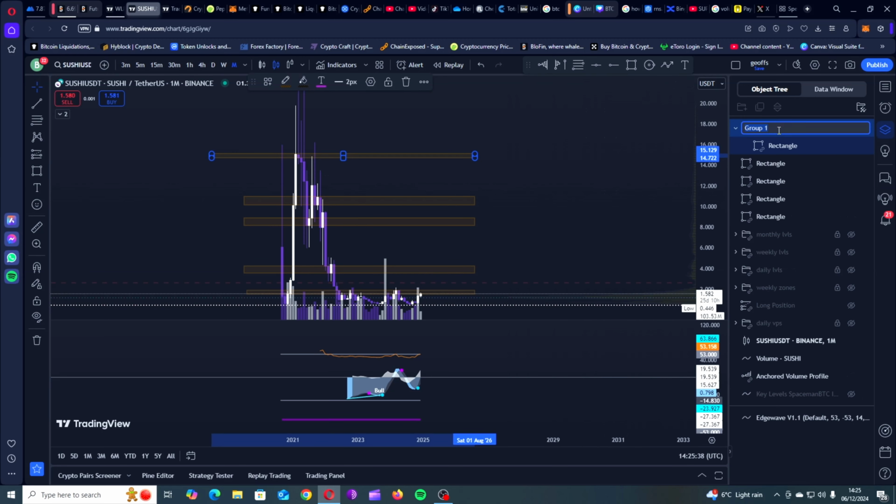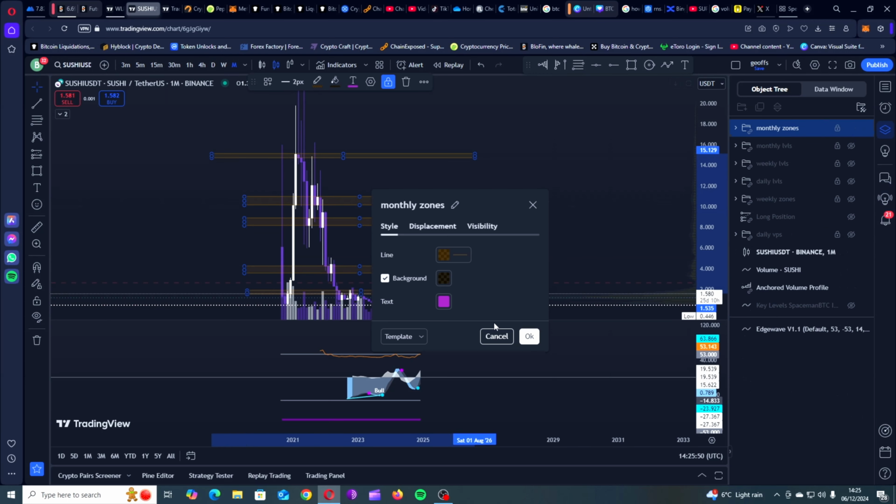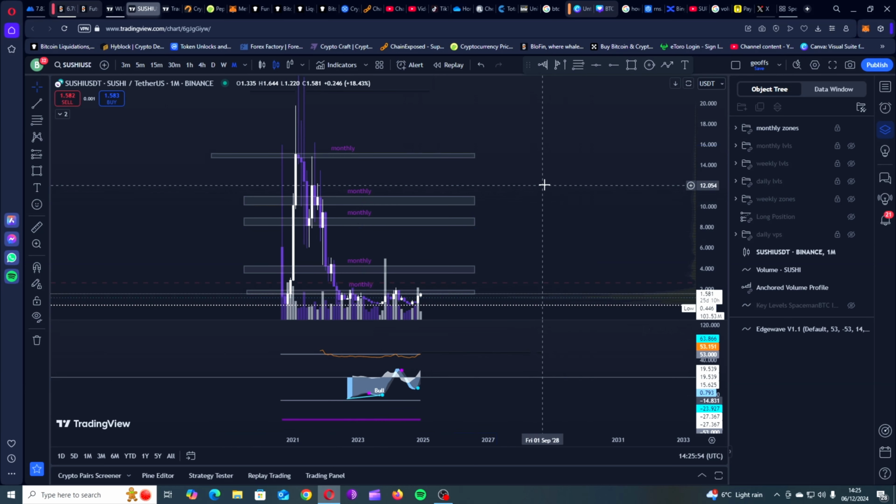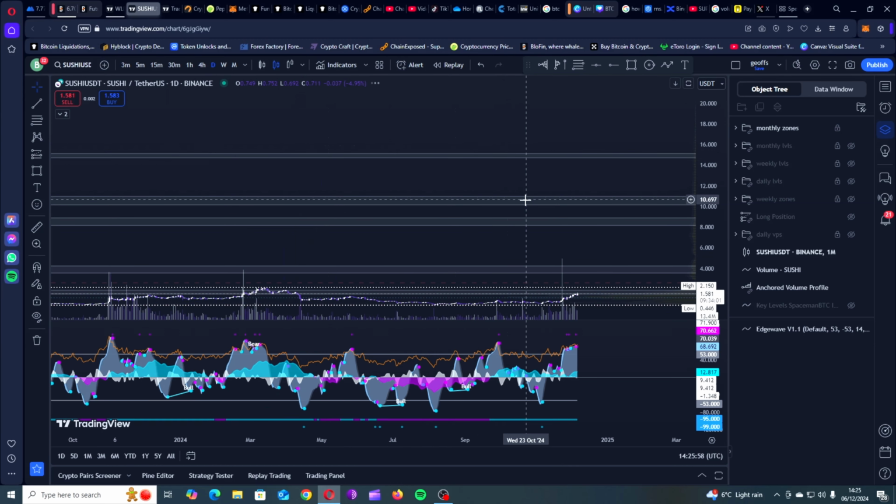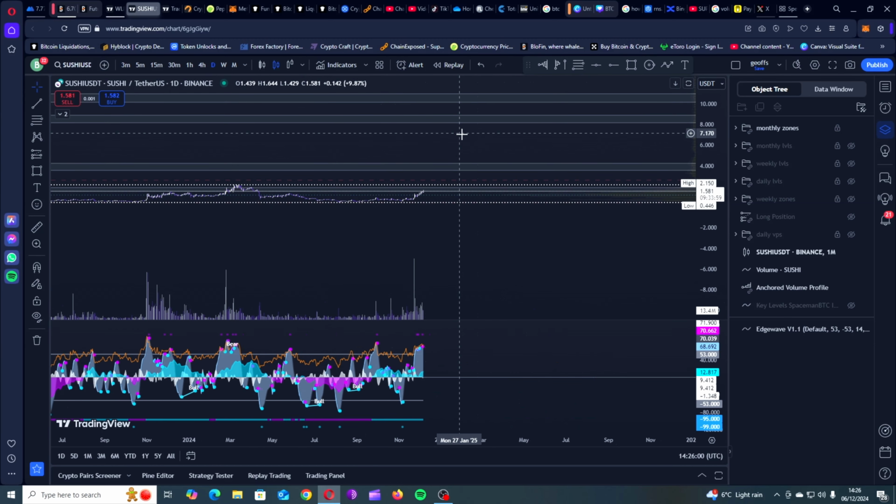You know how I do it. Just go into there, I'll just type in monthly zones. Grab them, pull them in, just like that. Nice and easy. Lock them in. Change the colour, because I do have templates for that as well. Monthly zones. Done. Nice and easy. Drop back down into the daily.